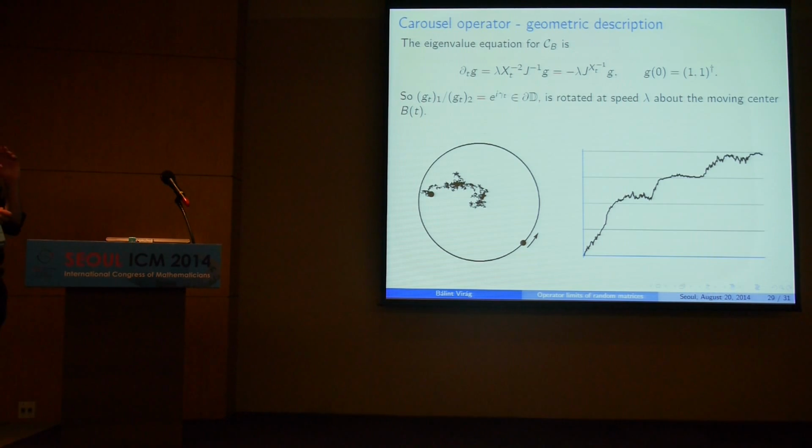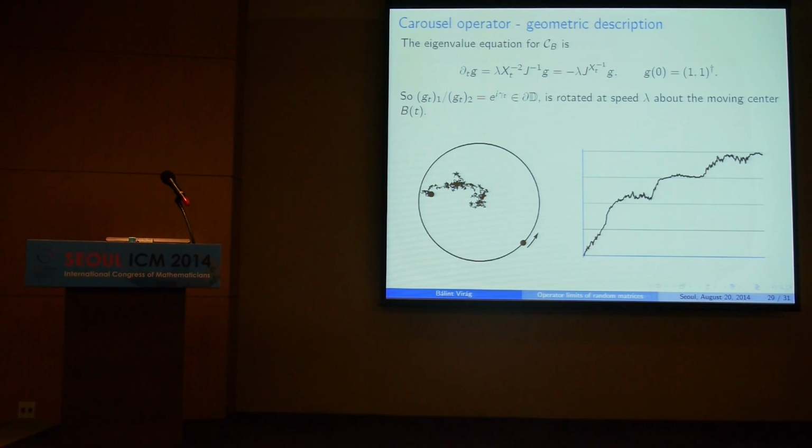If you think of these as Möbius transformations, these are 2x2 matrices, then this is an infinitesimal rotation. J is an infinitesimal rotation around the origin, and J to the X is an infinitesimal rotation around B. It's a conjugation of the original J, so it's going to be an infinitesimal rotation, but around another point, and that other point will be B.